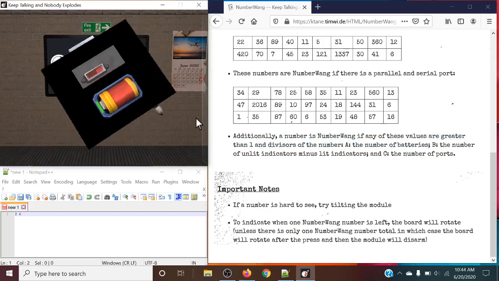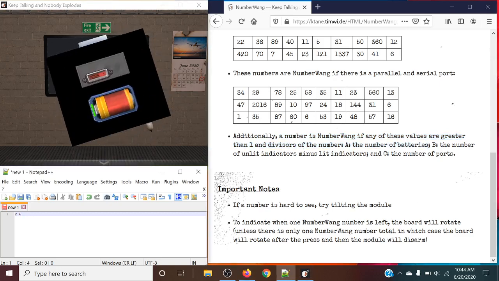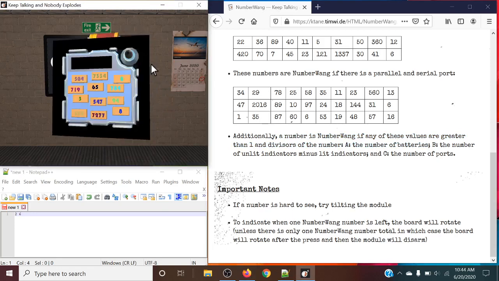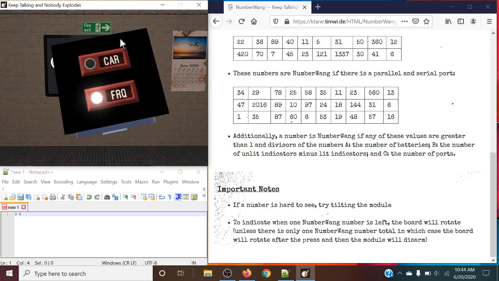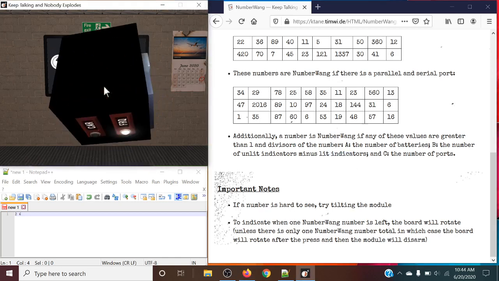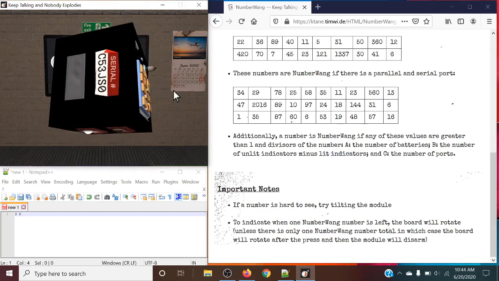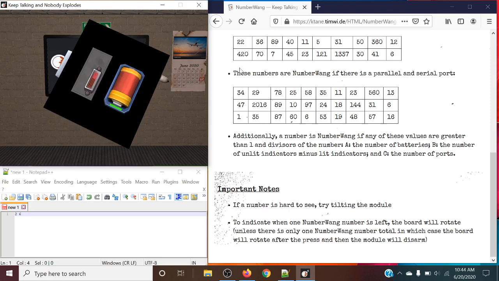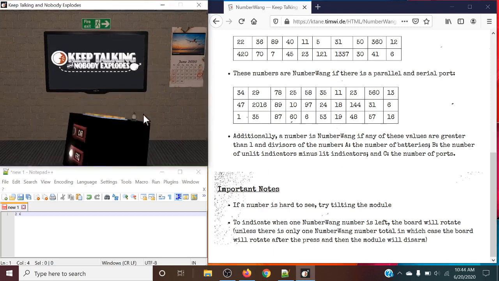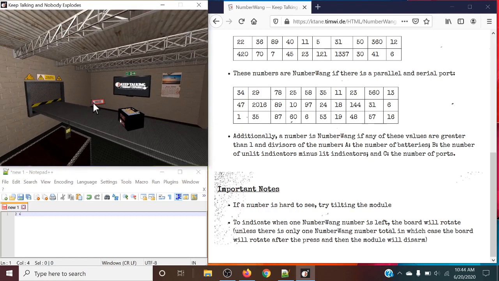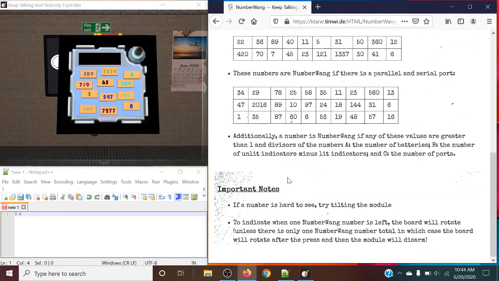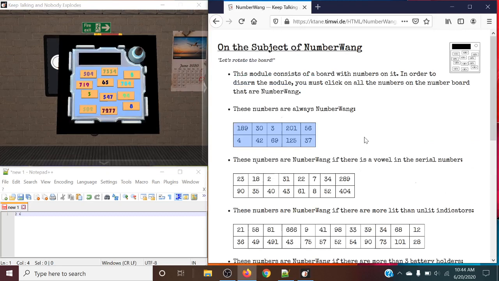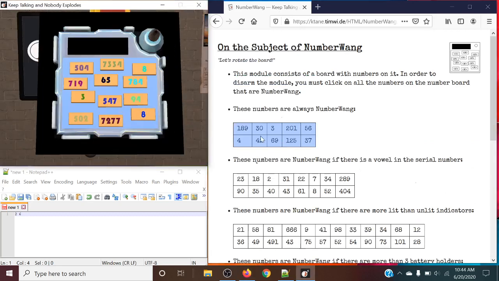So the number of batteries is 1, so we cannot use A. The number of unlit minus lit indicators, 1 minus 1 is 0, so not going to happen either. And C, the number of ports, is 1. So all of them are either 1 or 0. So as we can tell from just that, it's not going to be a divisibility rule. It's only going to be relating to the numbers that are NumberWang.